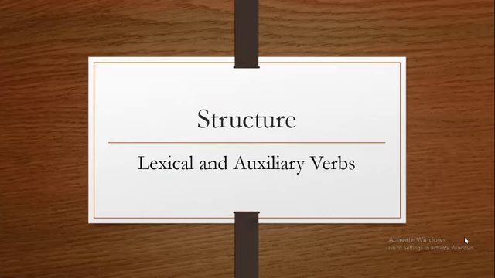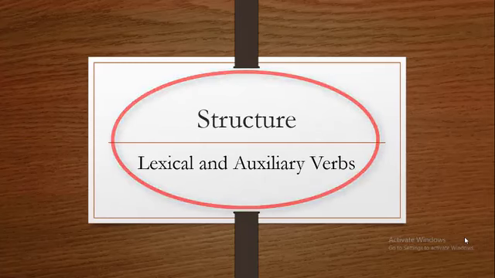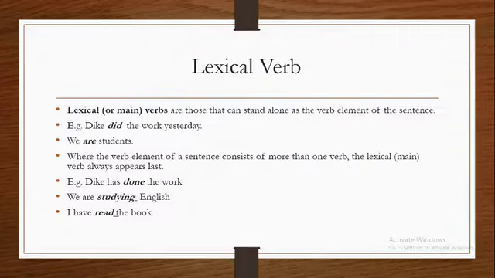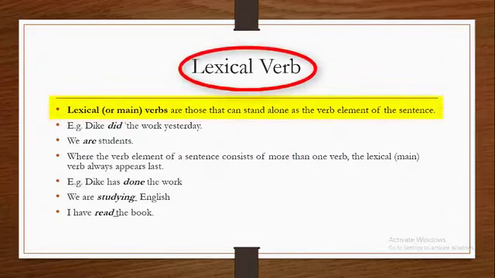Welcome back. Like I said previously, we are considering different aspects of English. First, we are considering grammar and structure, which is the topic lexical and auxiliary verbs. And today we would look critically into what you call lexical verbs and what you call auxiliary verbs. So what are lexical verbs? Lexical verbs are otherwise called main verbs.